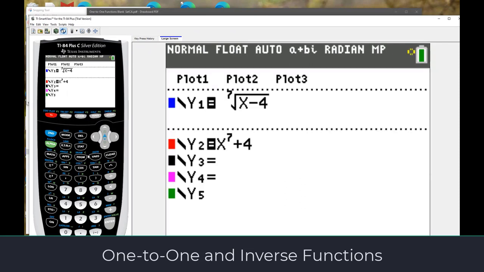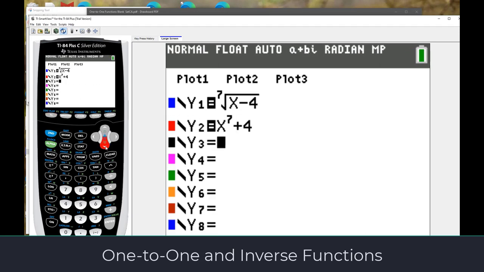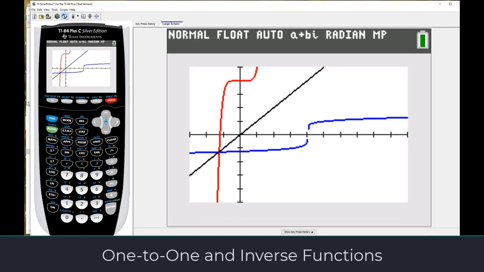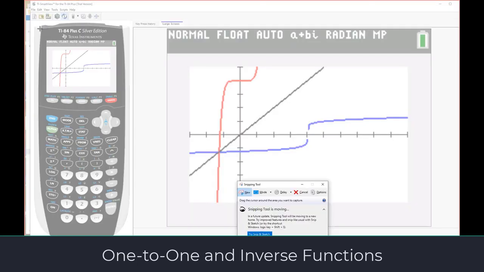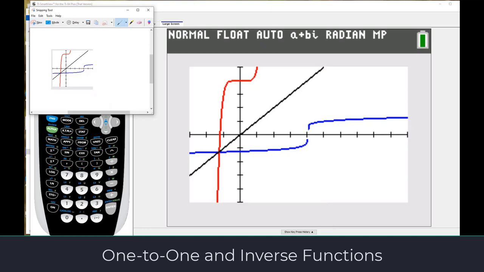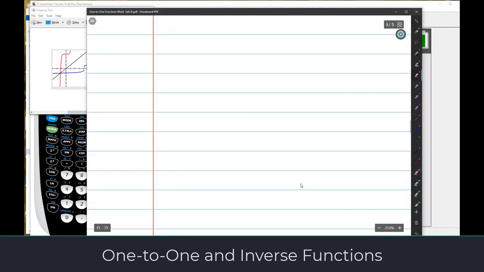I'm going to go back to y equals, and I'm going to graph a third function, the line y equals x. All you have to do is type in x and then hit graph. Now I'm going to take a picture of this and put it on the paper and then tell you what all this means. That would be better. That's the best. Okay. You know, to try to make it look like what it really would look like in real life.